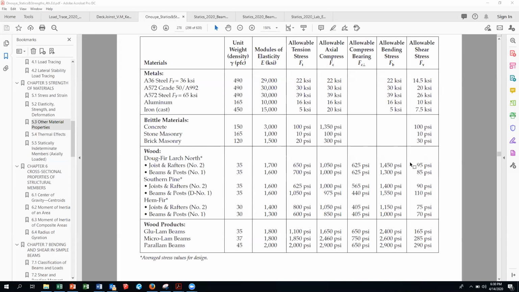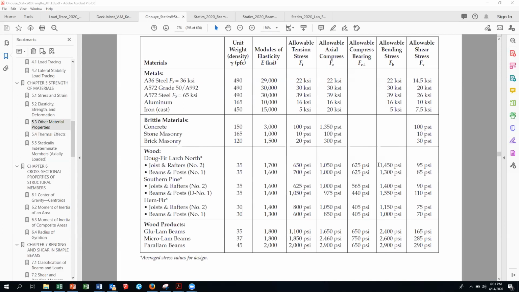Okay. It's 95 PSI, page 278. And I'm going to show the screen here in a minute. Now, we're going to talk about bending stress. So while I'm on the book, up to the side, I'm going to write bending stress. And that's big FB.